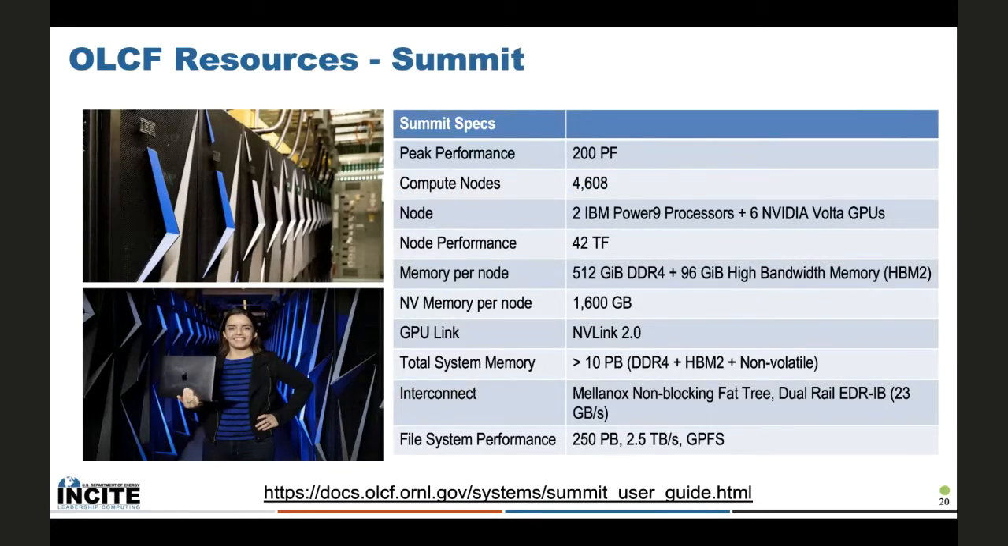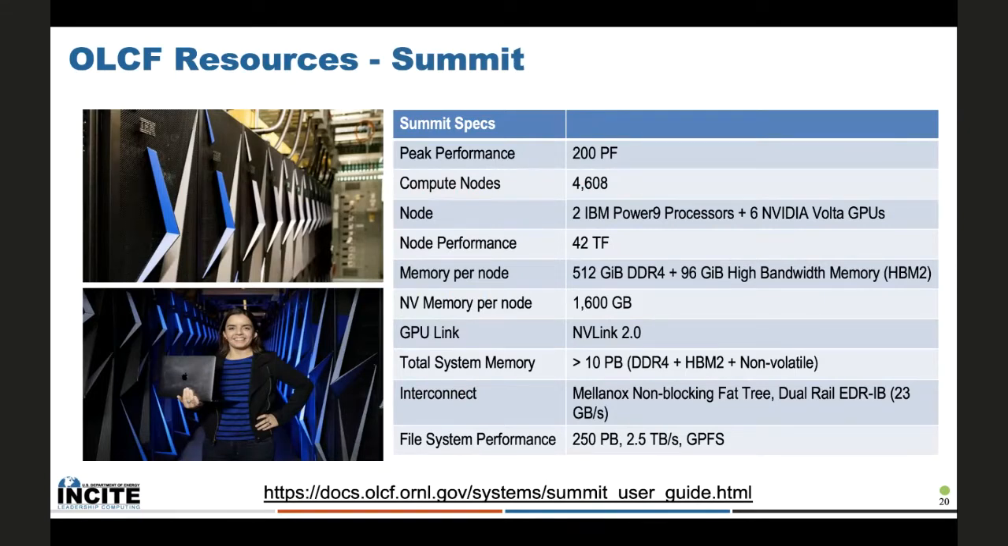Thanks, Catherine. So we'll go on with resources at Oak Ridge, which is represented by the Summit supercomputer. You're probably already familiar with that. It has been running for a few years now. It's an IBM machine consisting of 4,608 nodes and an accumulated peak performance of 200 petaflops.